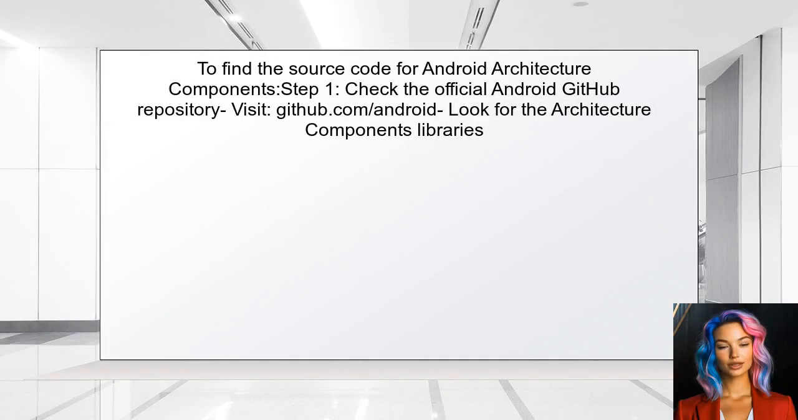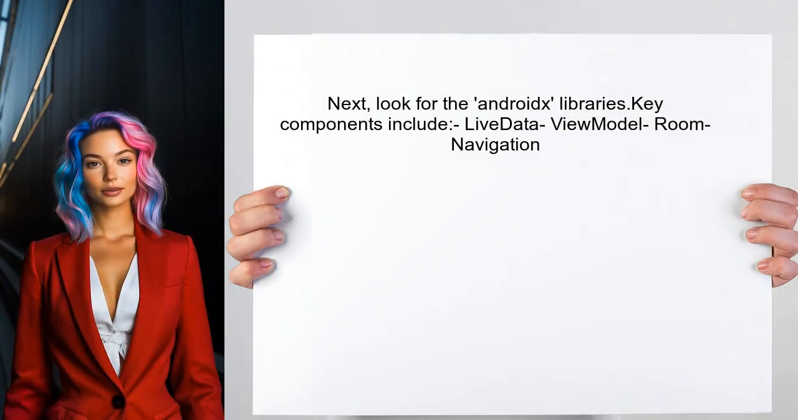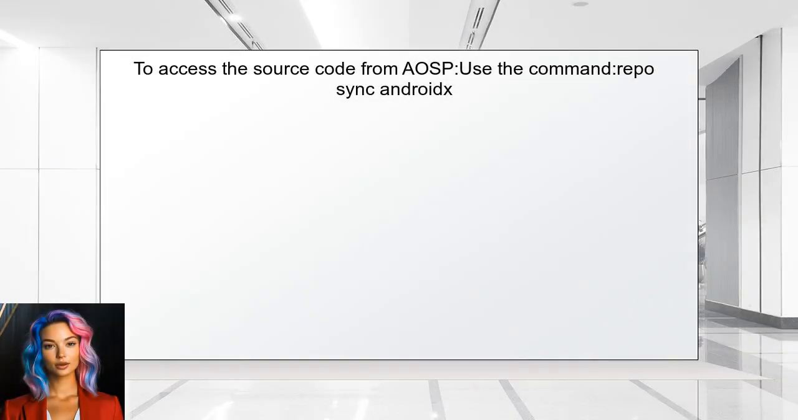To find the source code for Android architecture components, the user should first check the official Android GitHub repository. This is where most of the Android libraries are hosted. Next, the user should specifically look for the AndroidX libraries, as the architecture components have been migrated to this namespace. This includes components like LiveData and ViewModel. If the user wants to access the source code directly from the Android Open Source Project, they can use the AndroidX repository. The command to sync this repository is repo sync androidx.